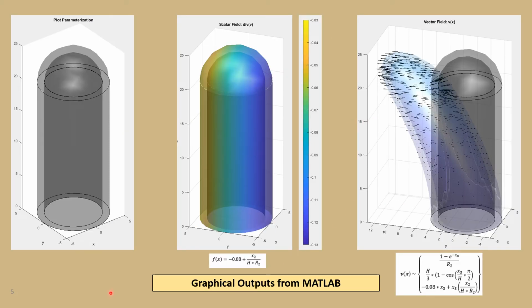Here, I'd just like to highlight the graphical outputs from MATLAB. It gave me 3 separate plots of my parameterization of my hollow silo, as well as the scalar field, as you can see defined in the bottom there is the divergence of my vector field, as well as my vector field, which functions as a displacement for my silo, where it's once again collapsing realistically.